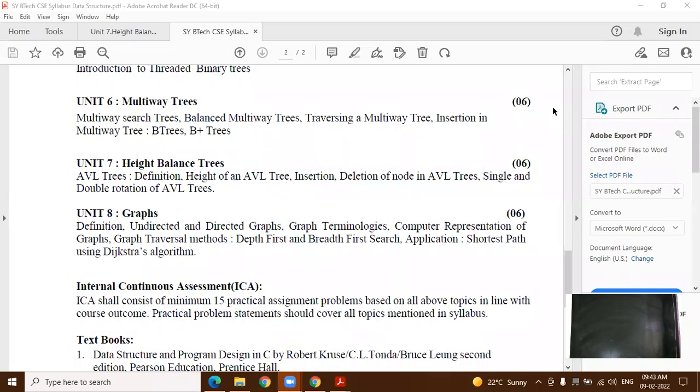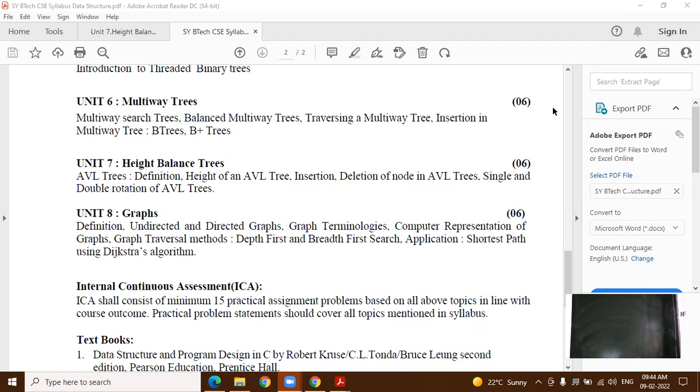Okay. Now, unit 6, multi-way trees. So yesterday we started the discussion, and I think most of the points we have completed. A few points we will discuss today, and after that we will move to the next unit, unit 7, height balance trees.